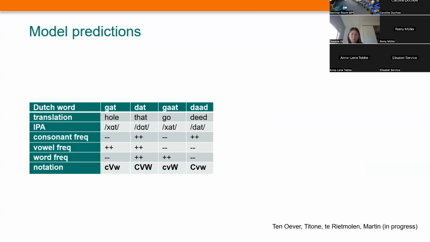So for the rest of the talk, I will note this as this. So when it is a small letter, it's a low frequency thing. Capital letter means high frequency. So this one is low consonant frequency, high vowel frequency, low word frequency, because otherwise it becomes impossible to memorize.